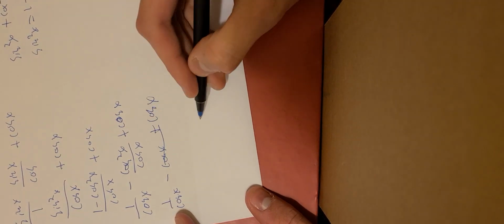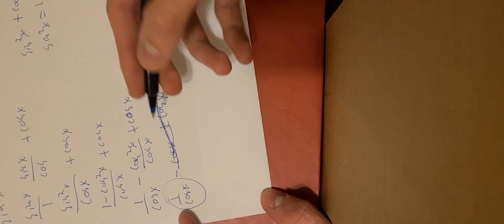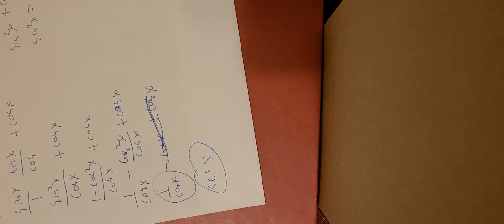These two on the bottom, well, they cancel out. So then you're just left with 1 over cosine x, which through identities is secant x, and that is the answer.